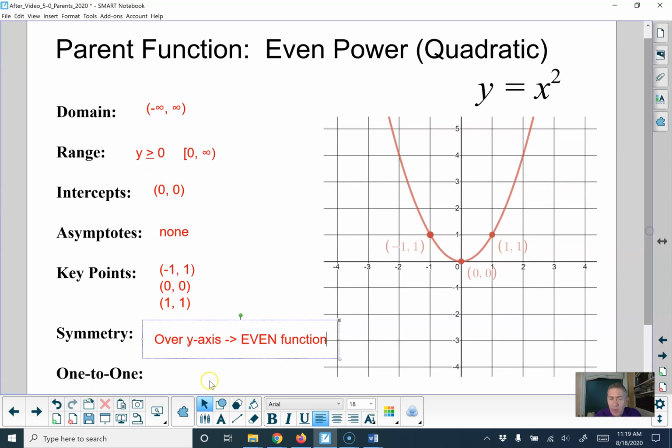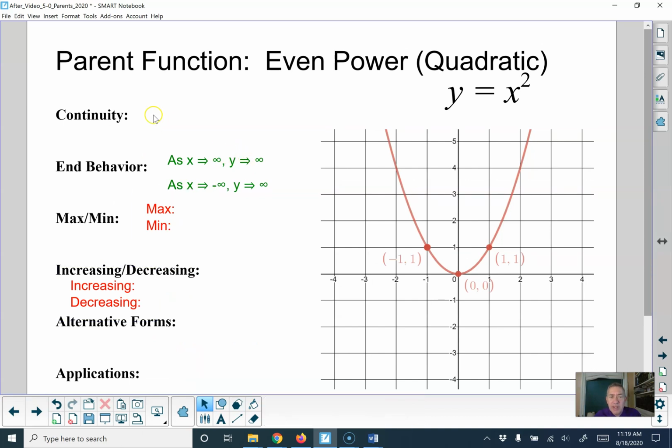It is not 1-to-1, because while each x point only has one y, there are y's that have more than one x. For instance, y equals 1 has two x values. X could be -1 or +1. Y equals 4 has two x values, -2 and +2, and many others. So there are many places where the same y value has more than one x value. It is not a 1-to-1 function.